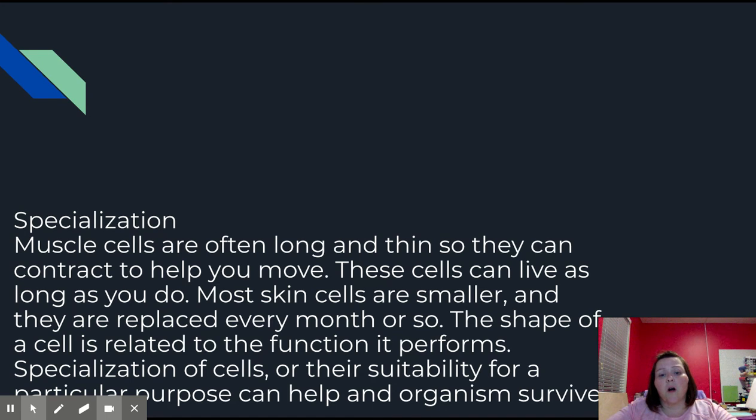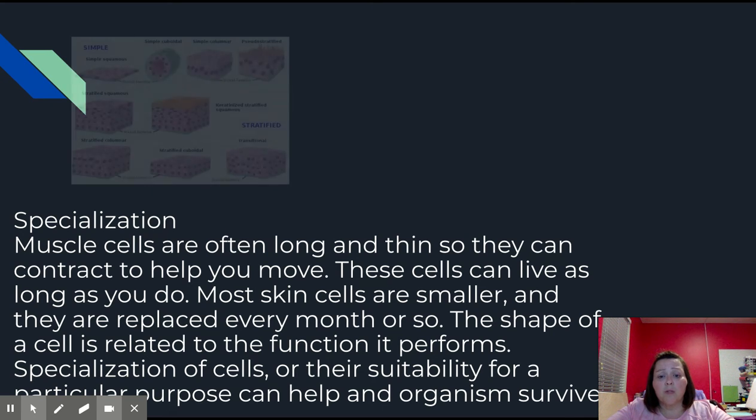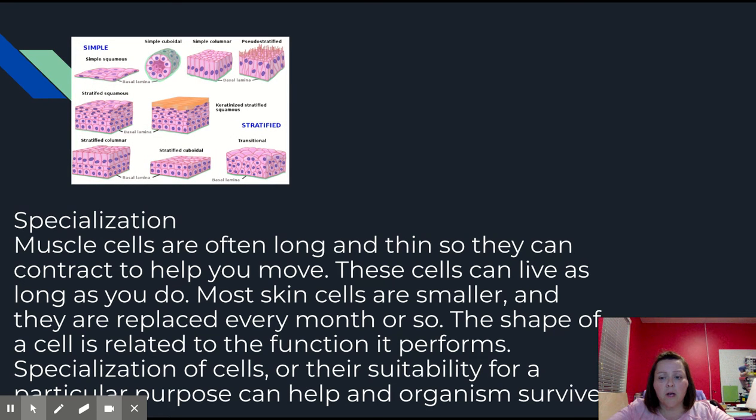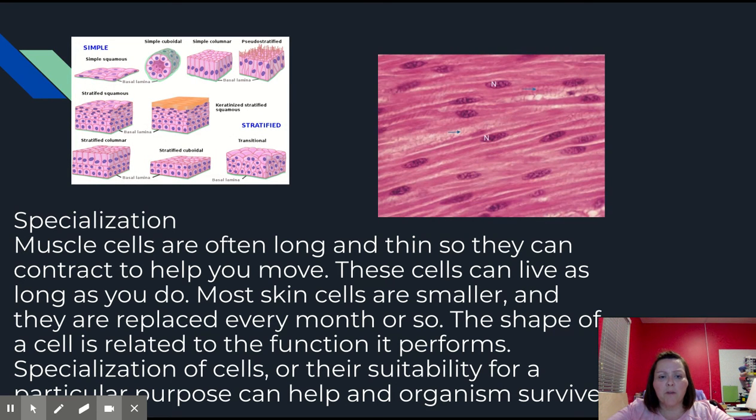Muscle cells are often long and thin, so they can contract to help you move. These cells can live as long as you do. Most skin cells are smaller, and they are replaced every month or so. The shape of a cell is related to the function it performs. Specialization of cells, or the suitability for a particular purpose, can help an organism survive.